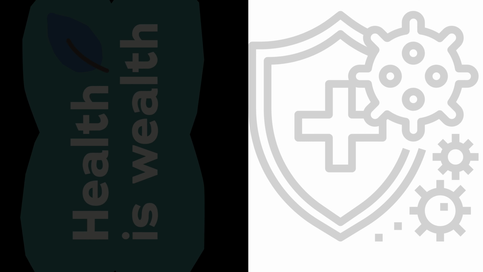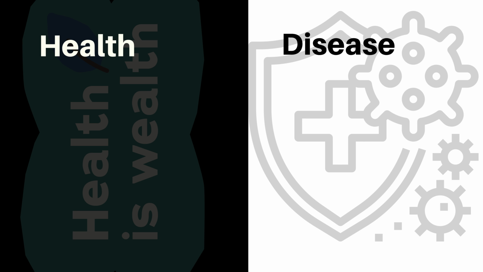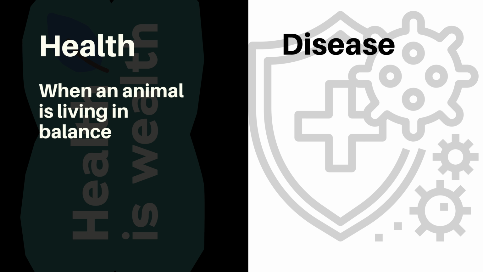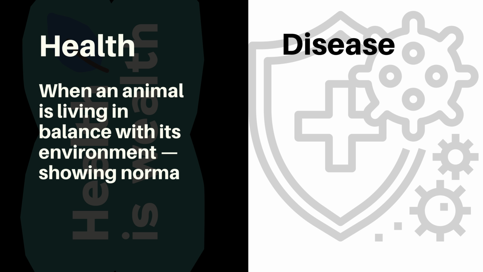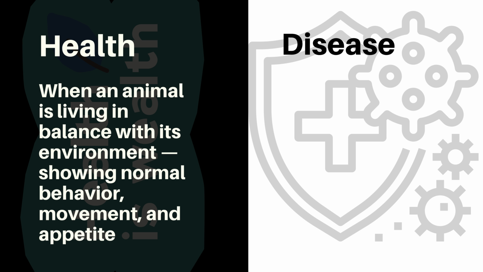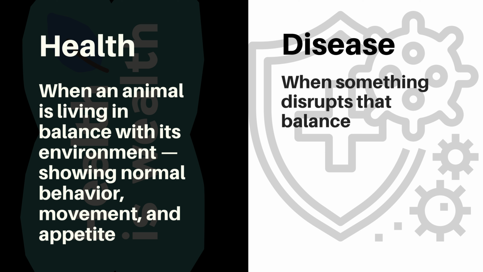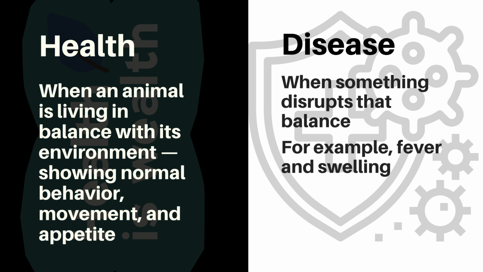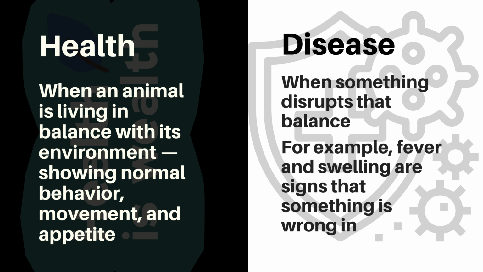Now let's define health and disease. Health is when an animal is living in balance with its environment, showing normal behavior, movement, and appetite. Disease is when something disrupts that balance. For example, fever and swelling are signs that something is wrong in the body.